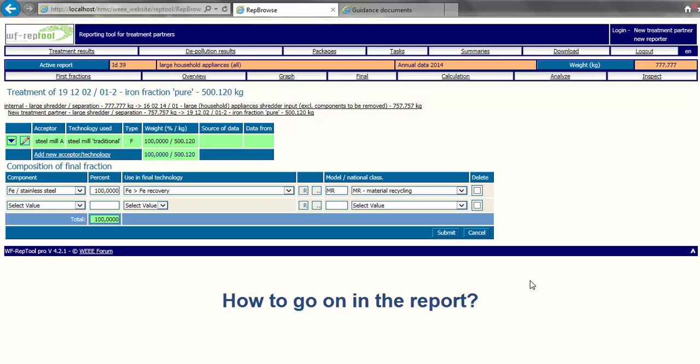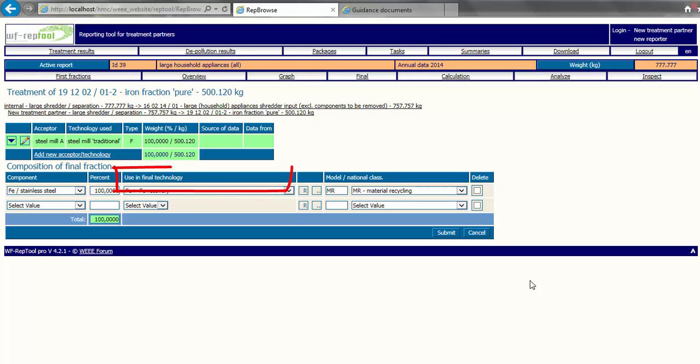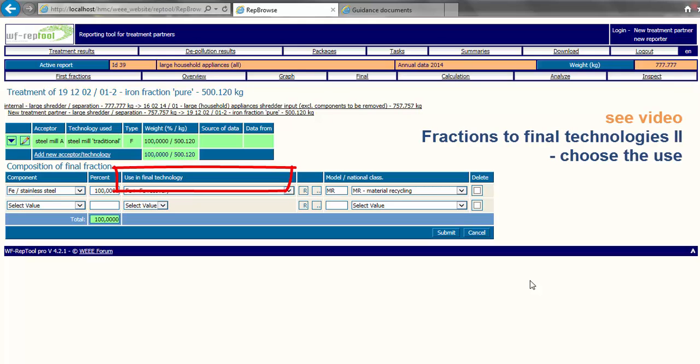How to go on in the report. You, as a user of the RepTool as reporter, may choose the use of any fraction, its component in the final technology. Please see the video Fractions to Final Technologies. Choose the use on this.